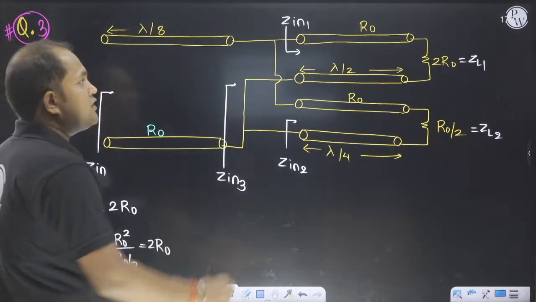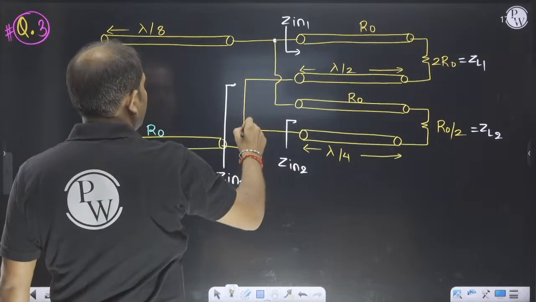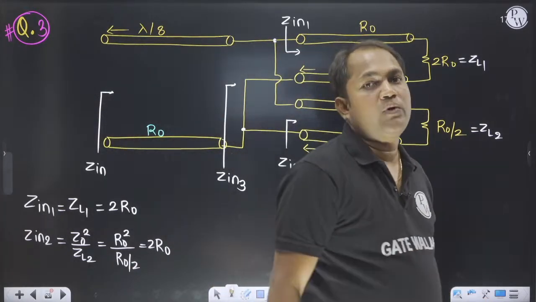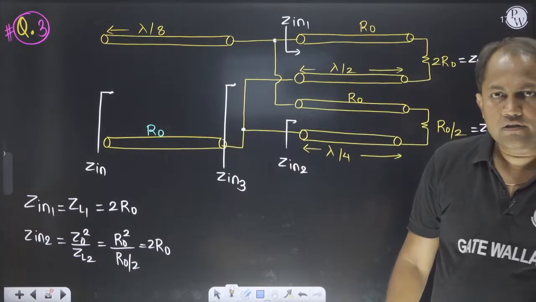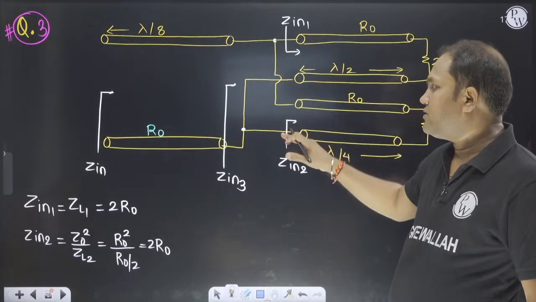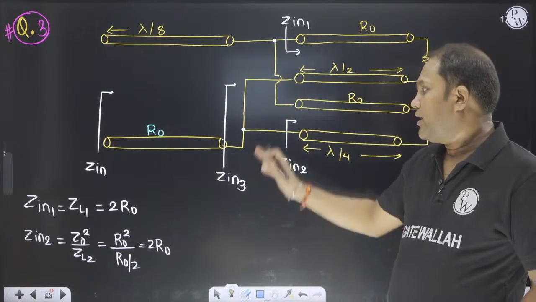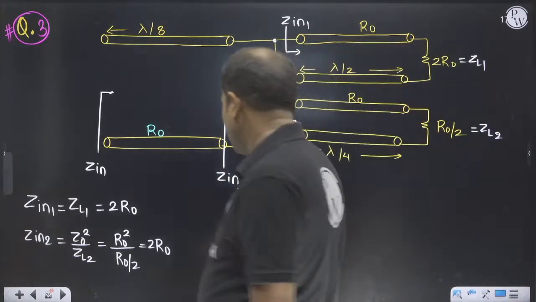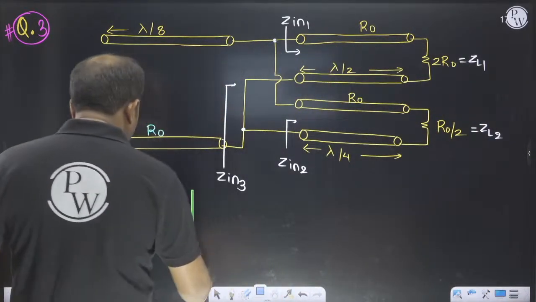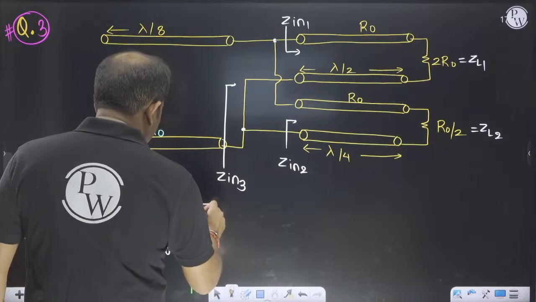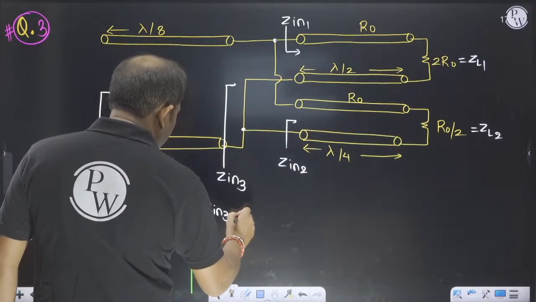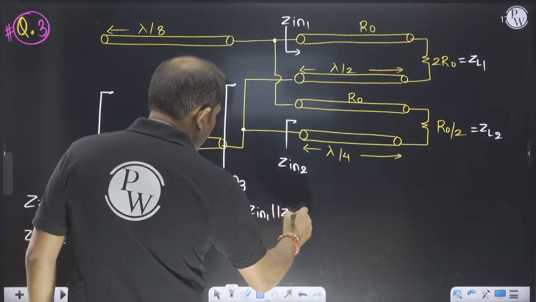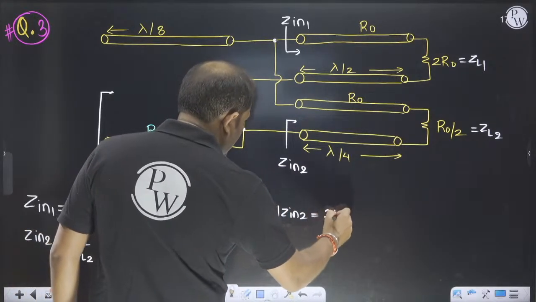And at this point there is no transmission line. So at this point we can apply network theory. Here Z in 1 and Z in 2 are in parallel, and Z in 3 is the parallel combination of Z in 1 and Z in 2. Z in 1 and Z in 2 are 2R0 and 2R0.